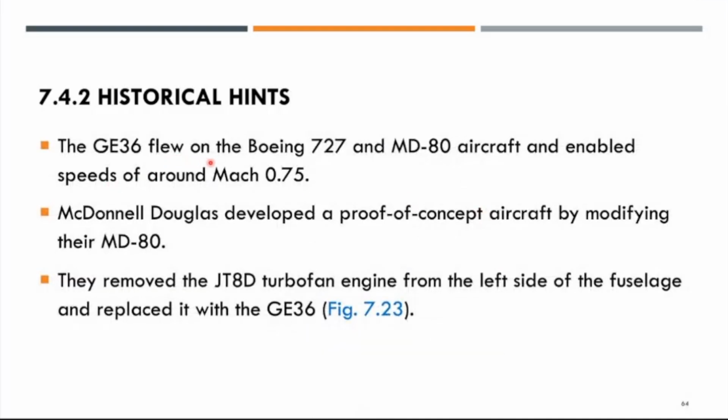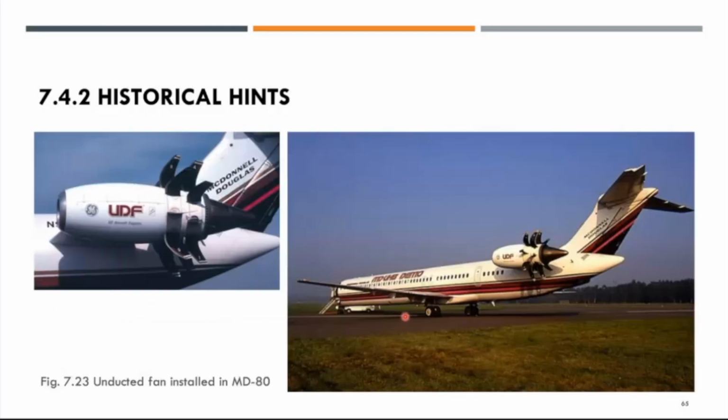The GE36 flew on Boeing 727 type of aircraft, and MD-80 aircraft, enabling speeds around Mach 0.75. McDonnell Douglas already developed a proof of concept aircraft by modifying their MD-80, and they actually removed the JT8D turbofan engine from the left side of the fuselage and replaced it with the GE36, as shown in figure 723 over here. Okay, there's an ultra unducted fan engine installed in the MD-80 McDonnell Douglas aircraft.